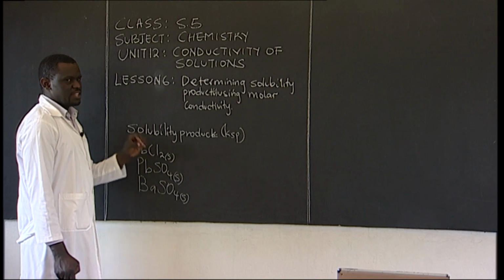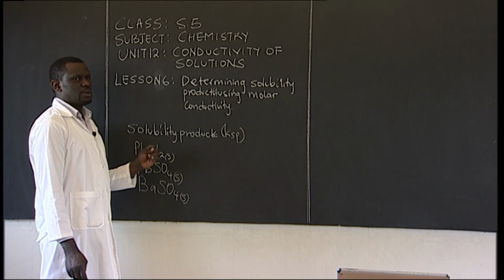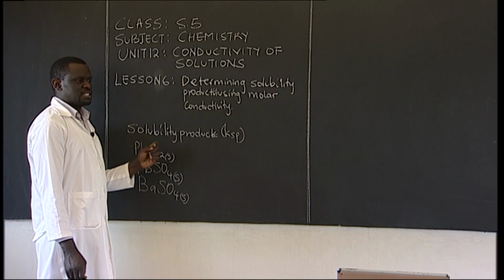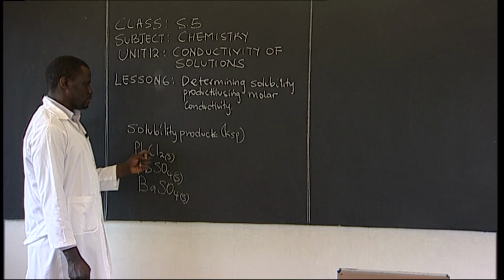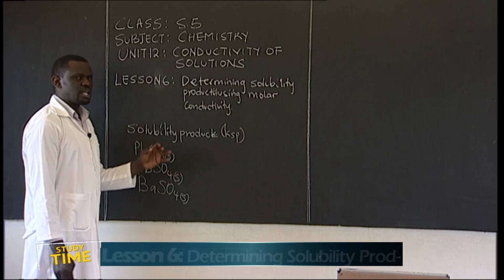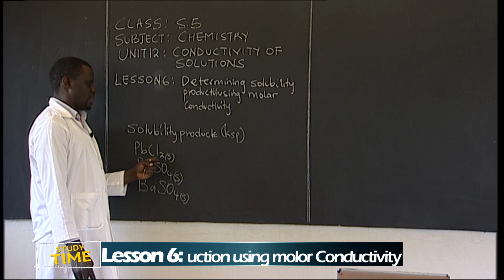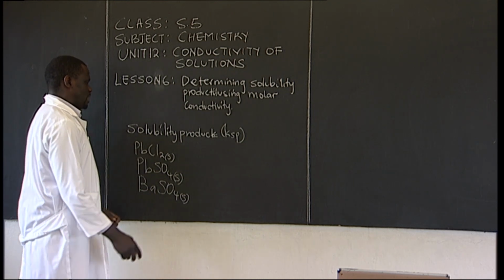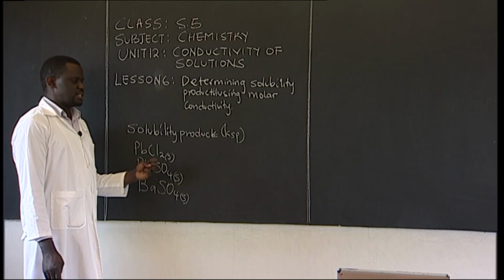Again, in our definition, we also have what we call a saturated solution. Someone may ask, what is a saturated solution? A saturated solution is a solution which cannot dissolve more solute at a given temperature. So this is what we look at here. Meaning our solubility product is supposed to occur at constant temperature.